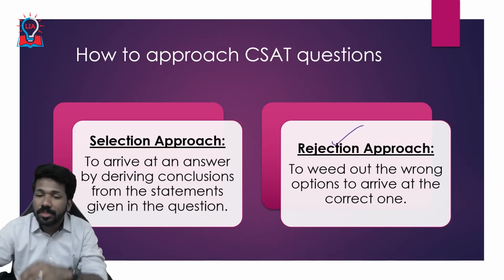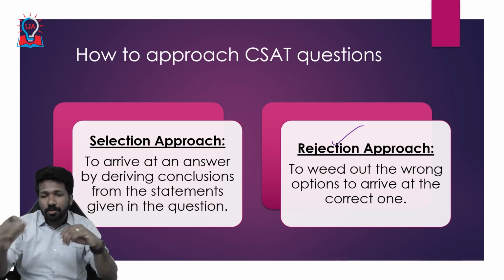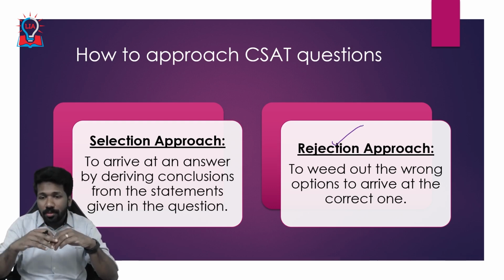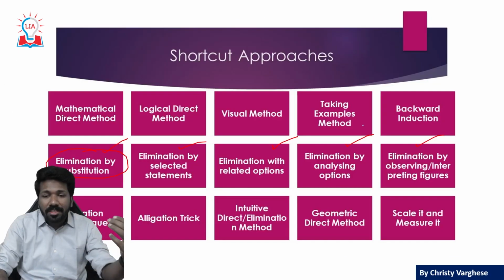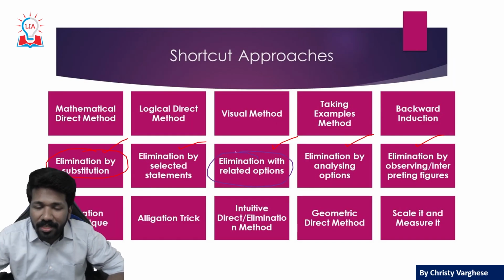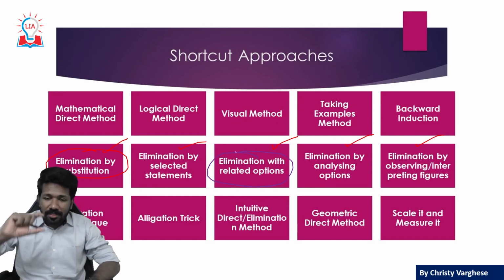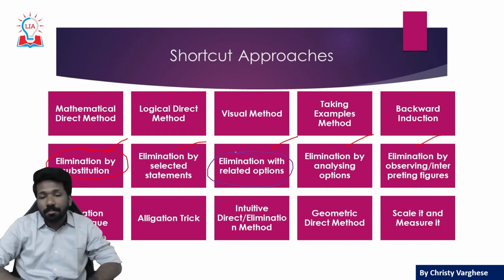So here we are using the rejection approach. We are not using the normal elimination by substitution that we commonly know. We are using a different way. We are using elimination by related options, or related statements. Elimination by related options. That is how we related that 2 raised to 36 and 2 raised to 36, and eliminated both of them.